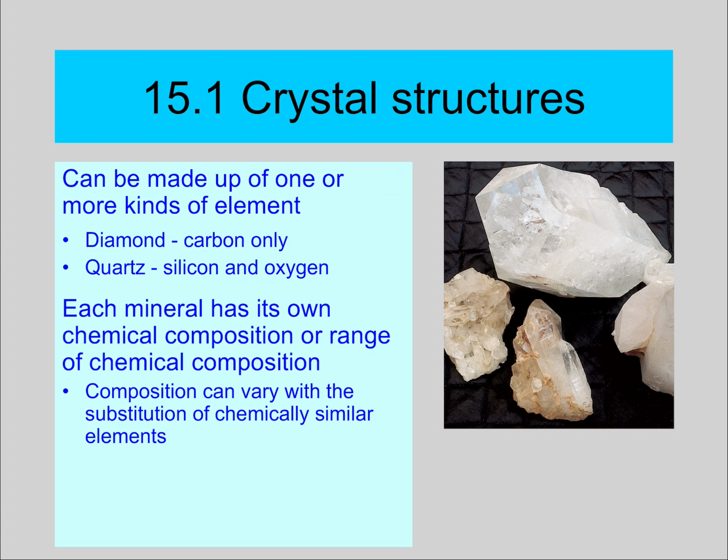Crystal structures can be made up of one or more kinds of elements. So for example, diamonds, carbon only. Quartz is silicon and oxygen in some sort of formula pattern to make up quartz. Each mineral is going to have its own chemical composition or range of chemical composition, and the composition can vary with the substitutions of very similar elements, meaning I can take silicon and oxygen and combine them with something like iron and make ruby, or something totally different than just quartz.